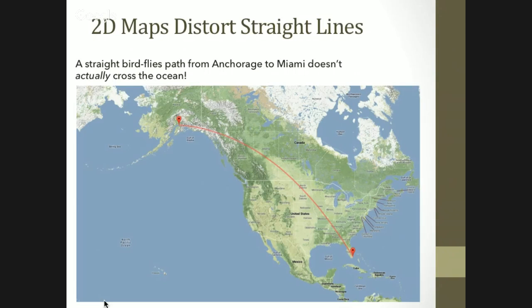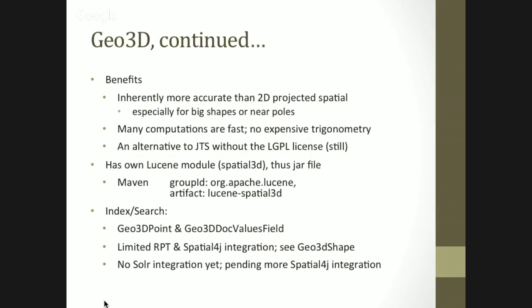Again, I don't need to remind this crowd, but I used this slide in another talk: the world is not actually flat, even though our web maps pretend that they are. You can't get from Miami to Anchorage with a straight line without going over the ocean.